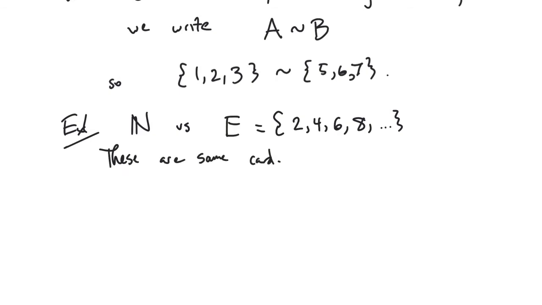What I'm saying is N is squiggly. I don't know how you pronounce the squiggly. N and E have the same cardinality. That's how I pronounce it. All right? Let's try and justify this fully here.